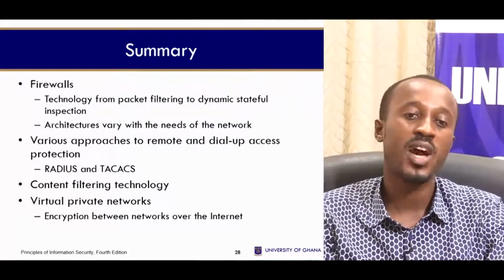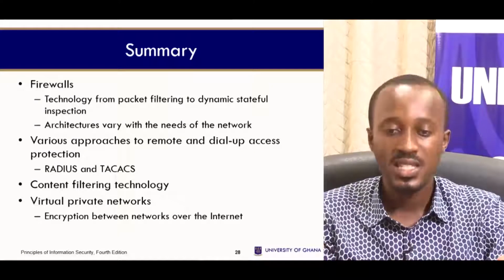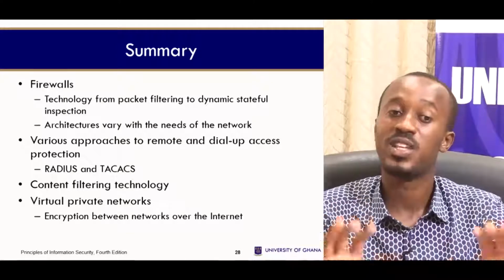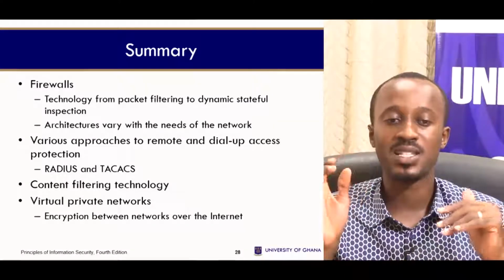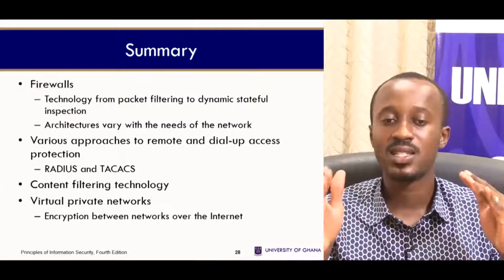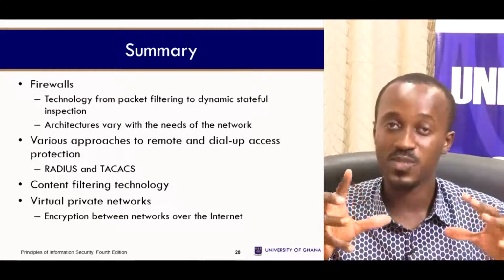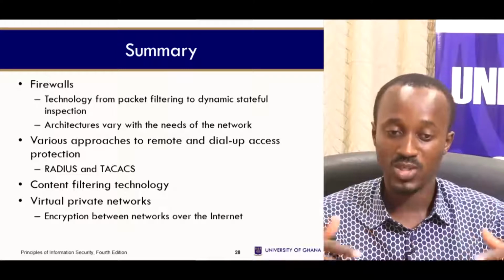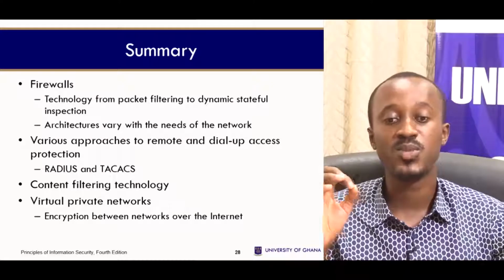So in summary, if we look at firewalls, we know that it's a technology ranging from packet filtering to dynamic stateful inspection. We know that it has architectures that vary with the needs of the network. We looked at various approaches to remote and dial-up access protection, with examples like RADIUS and TACACS. Then we looked at content filtering, which is not a firewall, but helps to restrict access for users within a certain location or network. We've also taken a look at virtual private networks, and seen the encryption between networks over the internet.